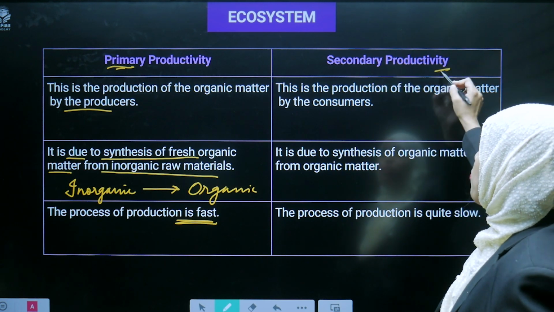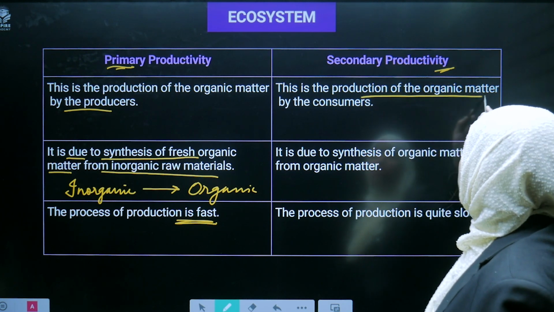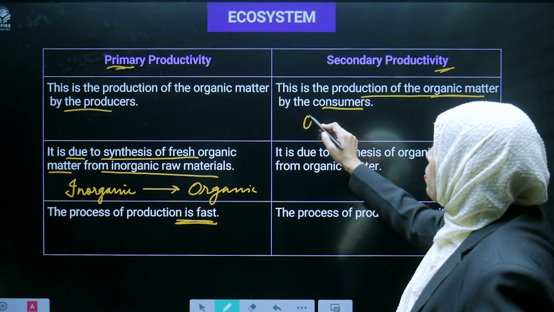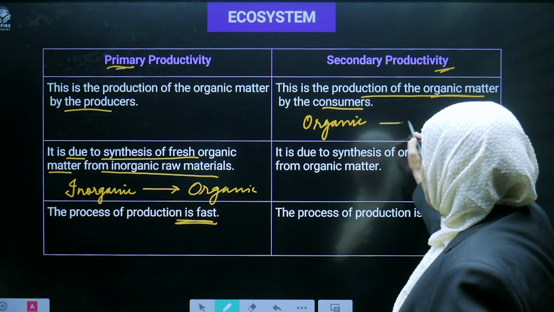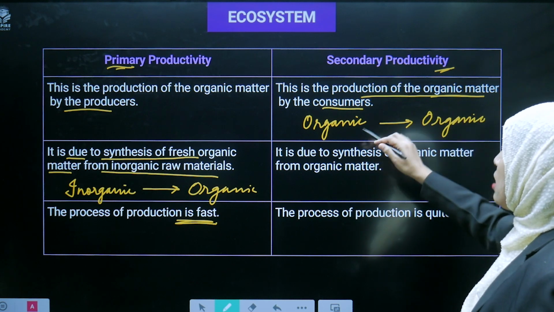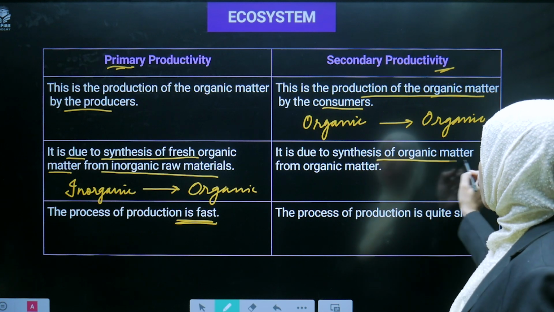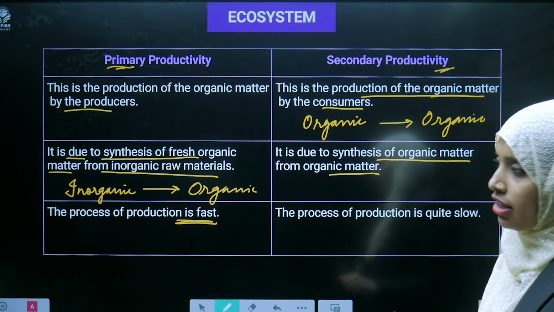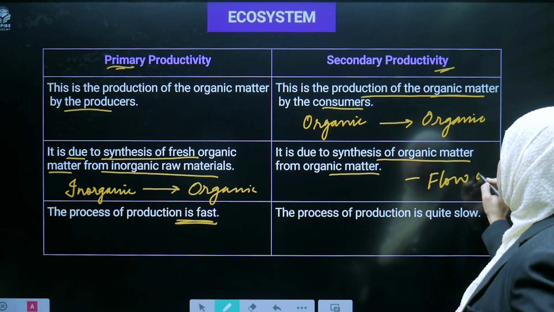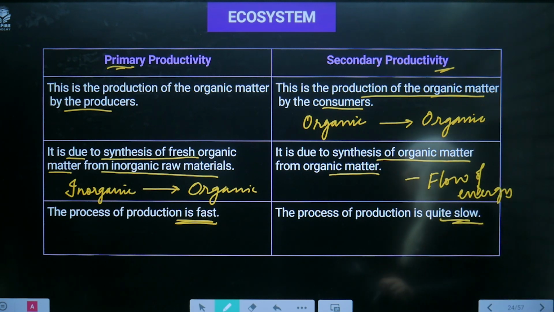Now secondary productivity: increase in the biomass of the consumer, simply. So it is the production of organic matter by the consumer. Okay, the same thing will happen. Production of organic matter by the consumer. The consumer itself is also organic. So it is due to the synthesis of organic material from organic material. If organic is converted to organic, that means flow of energy is happening here. Now the process of production is quite slow.